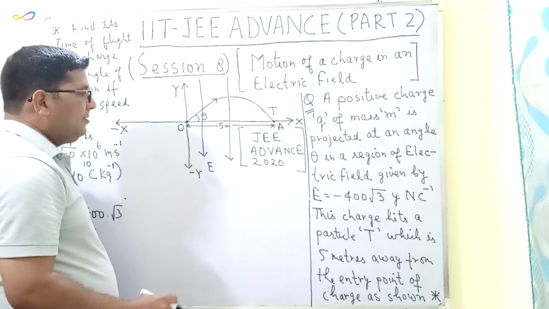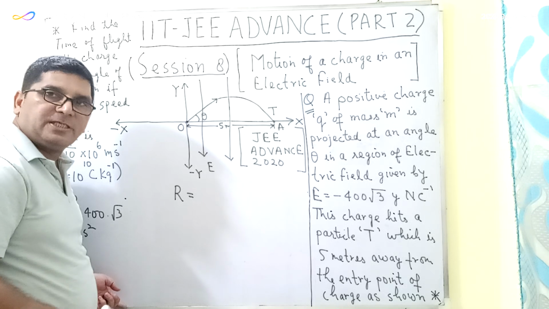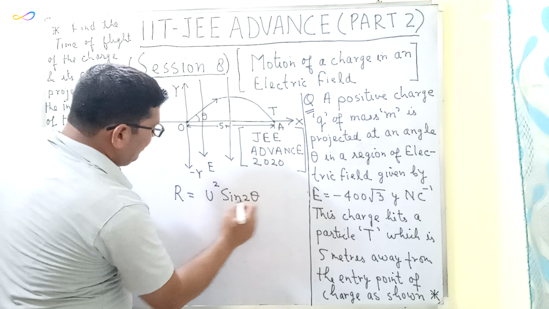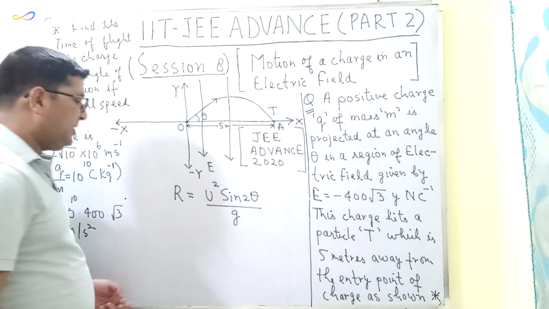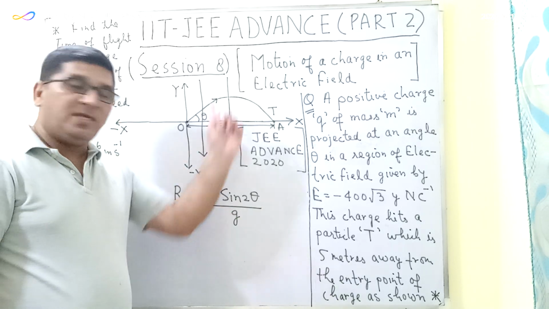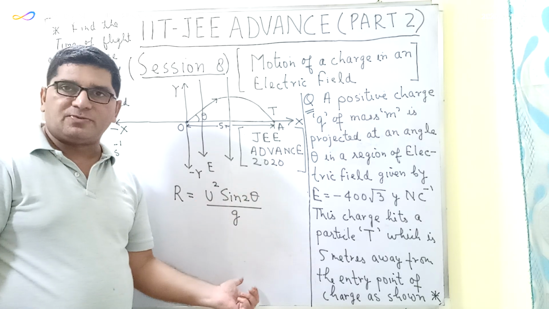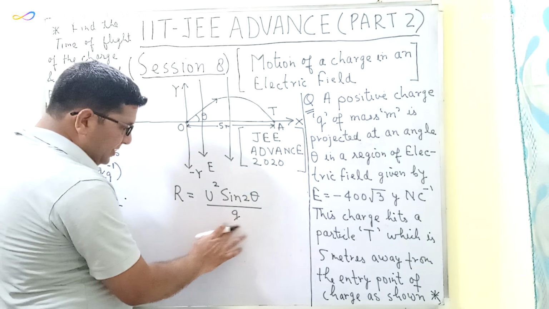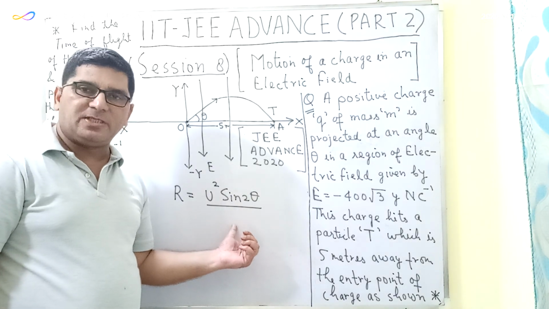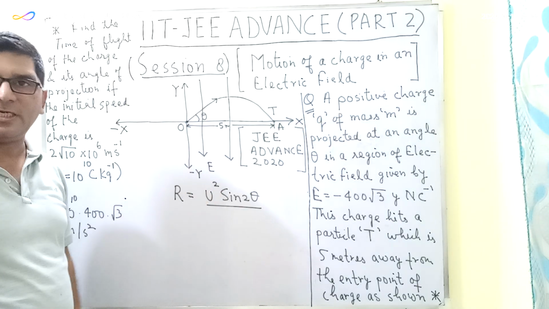Now as we know, the formula for the range in the case of a projectile motion is equal to u square sine 2 theta divided by g, where g is the acceleration due to gravity, and this formula is applicable when the object is moving in a projectile under the influence of gravity. But here in this question we are neglecting the influence of gravity, and we are only considering the acceleration of this positive charge due to this electrostatic force.